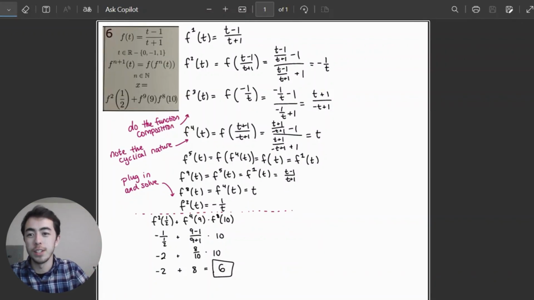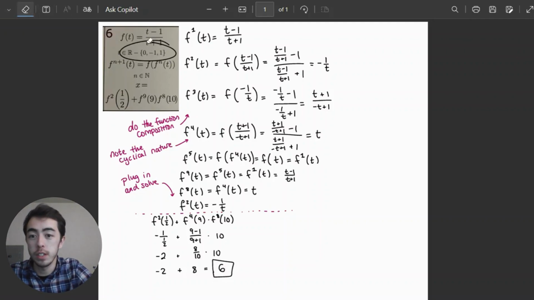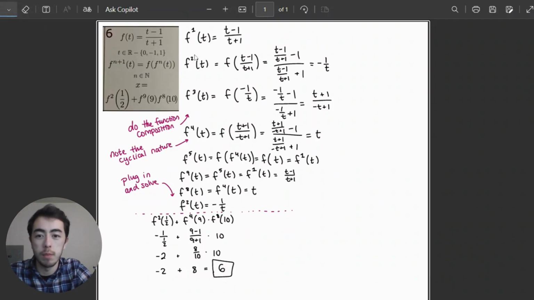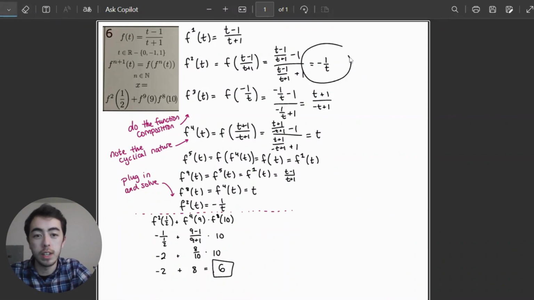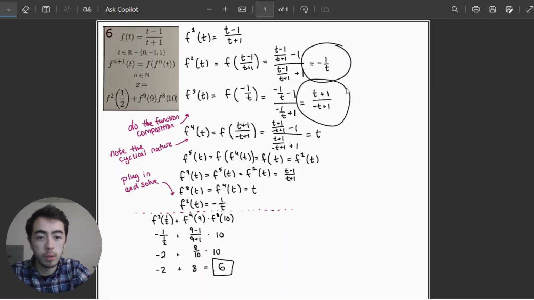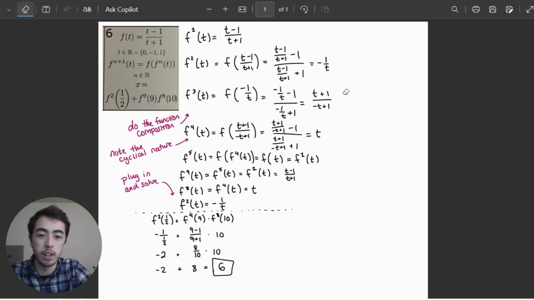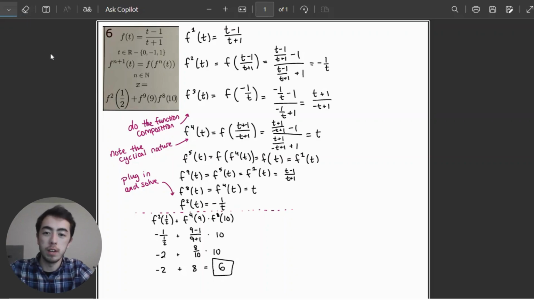Thing one, I just realized that it's really important that we had this domain restriction here. Earlier, I was saying like it makes sense that I can't plug in a -1 because it didn't work for F1. But then the 0 and the 1 kind of confused me for a bit. But if you look here, we can't plug in a 0 or else it's undefined. And then here, we can't plug in a 1 or else it's undefined. So this cyclical nature of this function composition only works when we don't plug in a -1, 0, or 1.